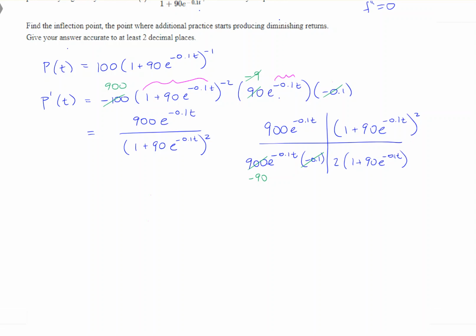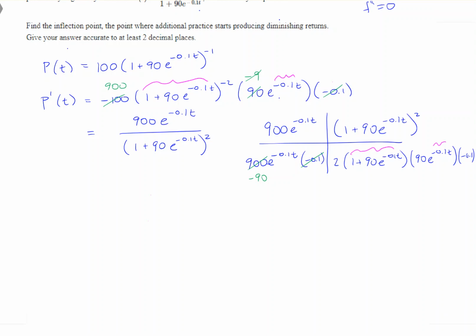Subtract 1 from my exponent, so that's down to the first power. That's great. Times the derivative of the inside portion, which is this. So that's going to be 90 e to the negative 0.1 t. But then that has its own inside portion. So I then have to multiply by the derivative of that exponent, which is negative 0.1.